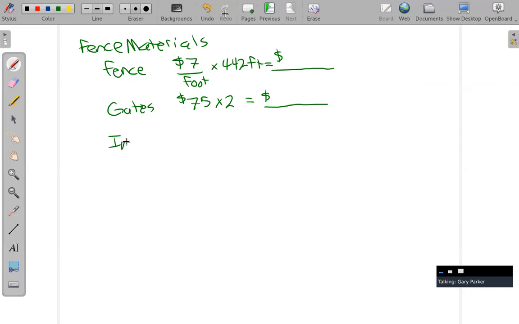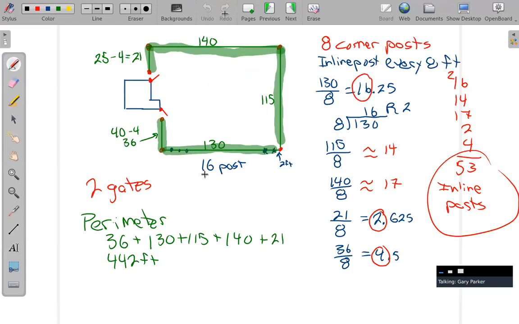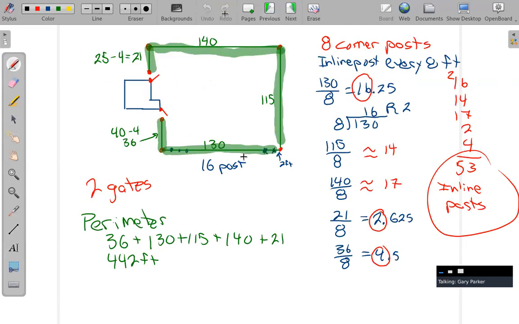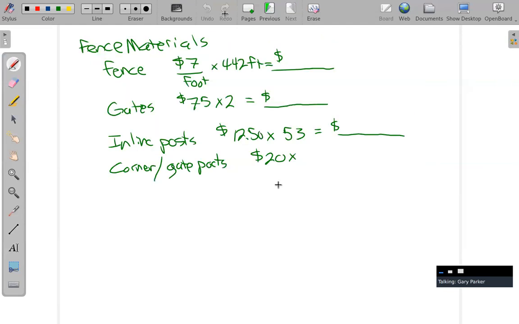And the inline posts are $12.50 each. And we counted around and got 53. We should probably double check that one. That was the hardest one, I thought. And we have corner and gate posts. So corner/gate posts. And those are $20 each. And we counted that we need 8 corner posts, equals. All right, and I just want to double check that 53 again.